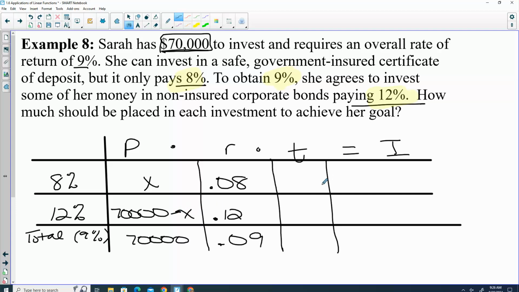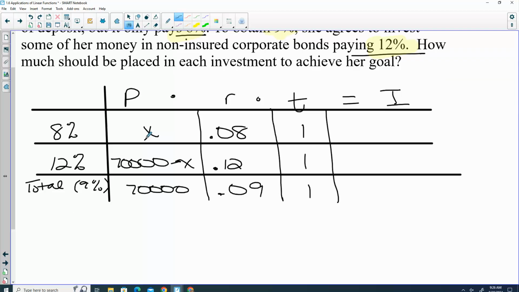Did I make any mention of time here? How many years I'm investing? No. So if I don't tell you otherwise, just do 1 year. So then we multiply. X times 0.08 times 1, 0.08x. This one I would have the 0.12 times my 70,000 minus x.